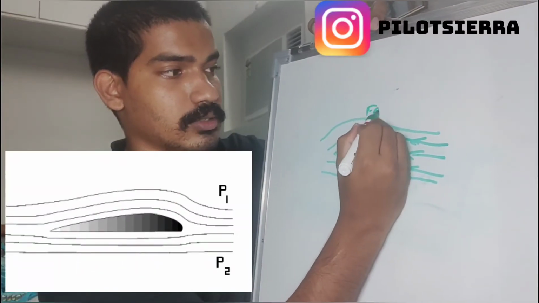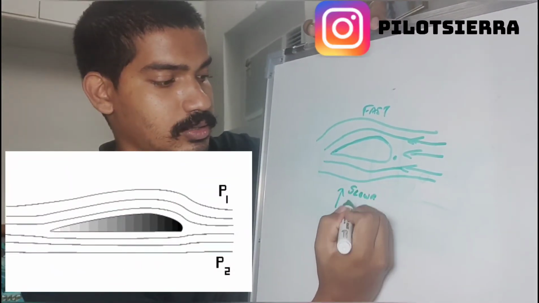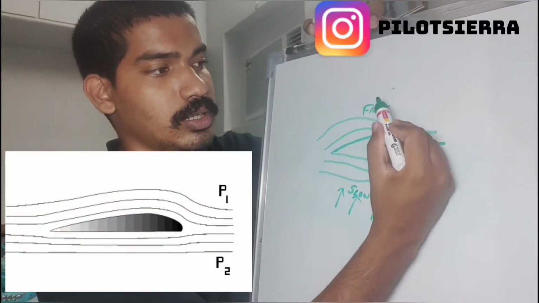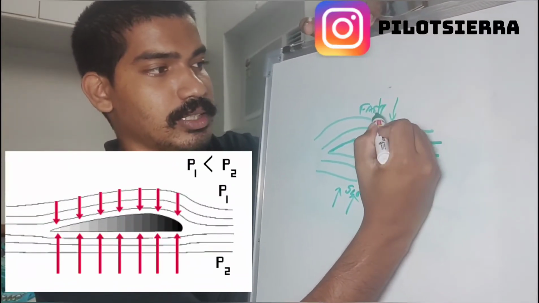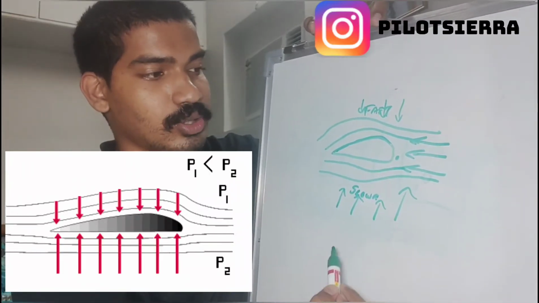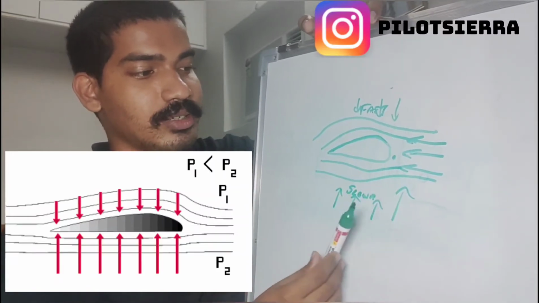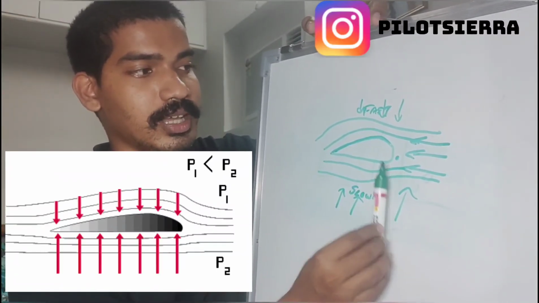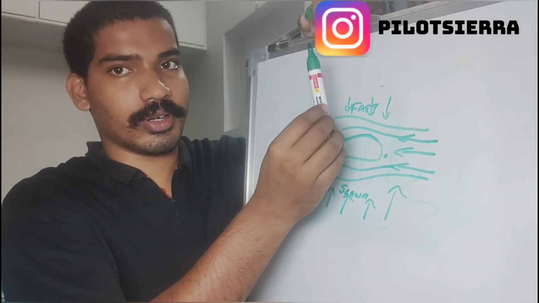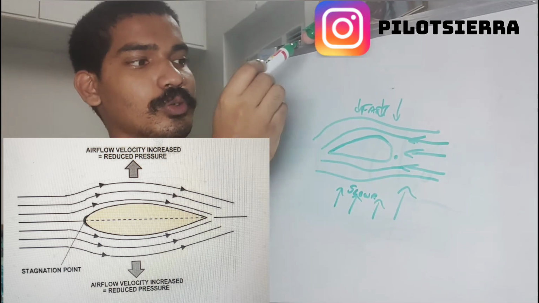and this is faster. The pressure exerted above is lesser compared to the pressure here. So there's a pressure differential. The pressure is high over here and low over here, which causes lift. It is as simple as that. There would be diagrams to follow.